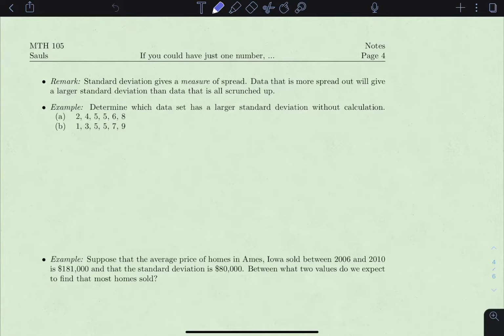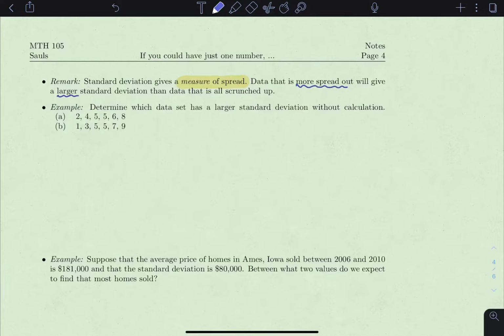Welcome. This is the fourth video about numerical summaries, and in this video we're going to keep talking about standard deviation. The main thing we're going to try to accomplish here is give ourselves some interpretations, add a little bit of intuition or feeling around the numerical summary that is standard deviation. The object of standard deviation is to give a measure of spread. That means if your data is more spread out, then standard deviation will be larger. If your data is more scrunched together, then the standard deviation will be a smaller number.